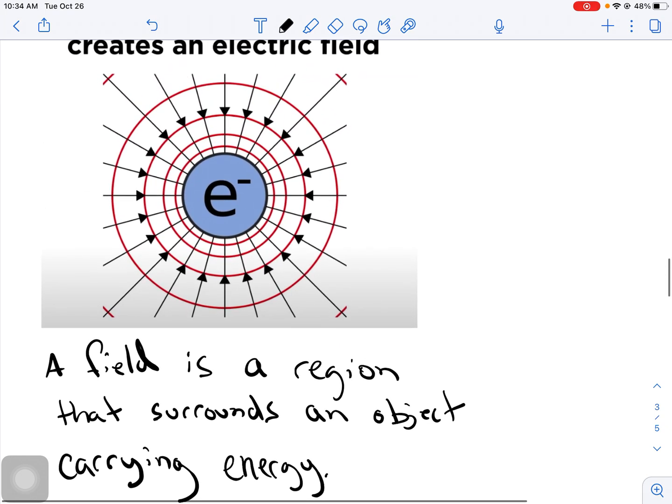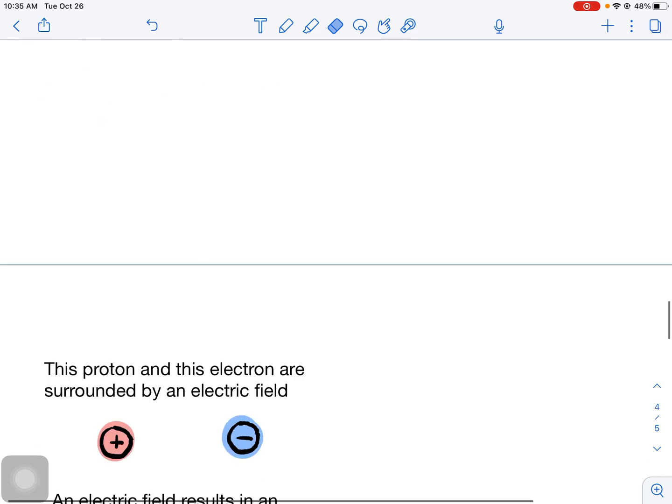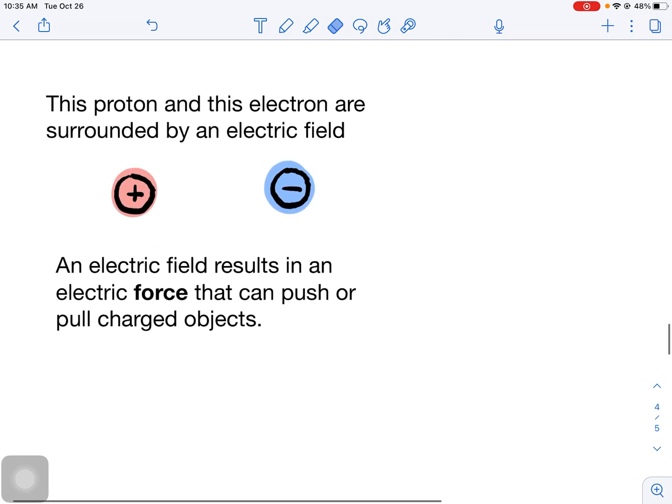So that electron there, it's surrounded by this field, and it can move stuff at a distance. You can come into the picture here maybe as a proton, and you're going to move because of that field. It's a non-contact force. Okay, so this proton and this electron, they're surrounded by an electric field. It's not drawn on there, but an electric field results in an electric force that can push or pull charged objects. In this case, it's a pull. There is a force of attraction between that proton and that electron.